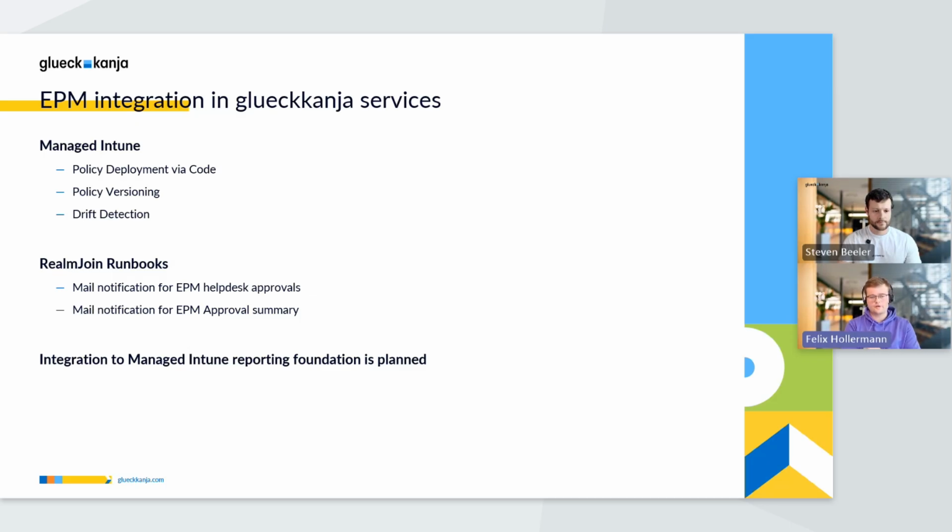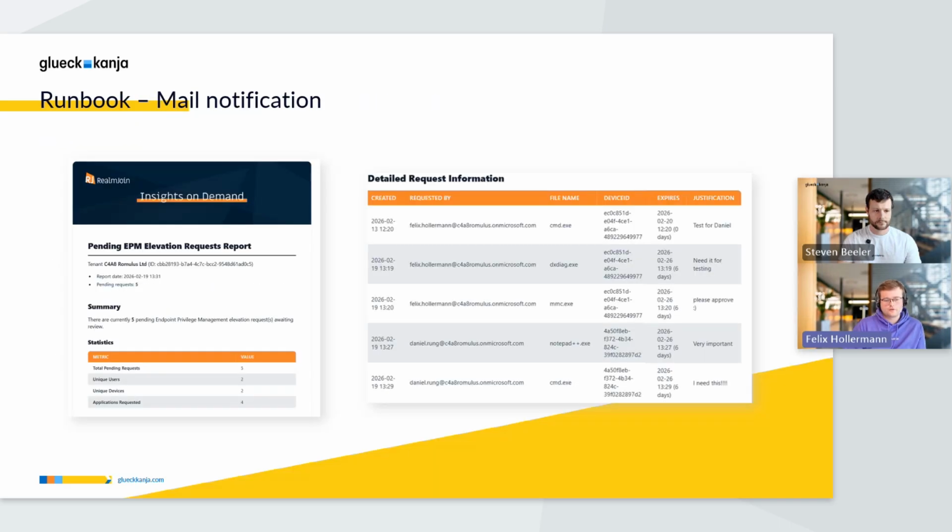As we have seen in the helpdesk approval, the admin must take a look in the portal to see the approval, and there's no notification to the admins, so the users can wait if the admin doesn't happen to look in the portal. Ramjon runbooks help here and automatically send emails to a specific email address, so that the admins get the notification.